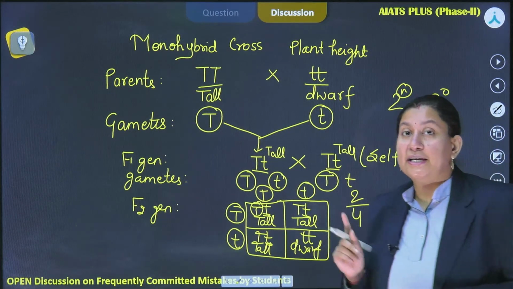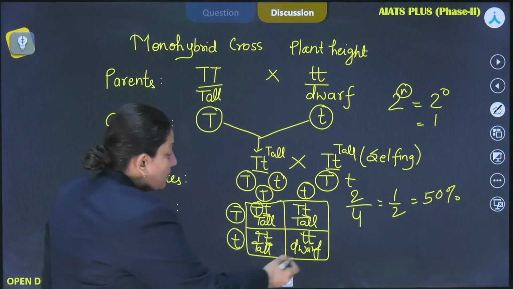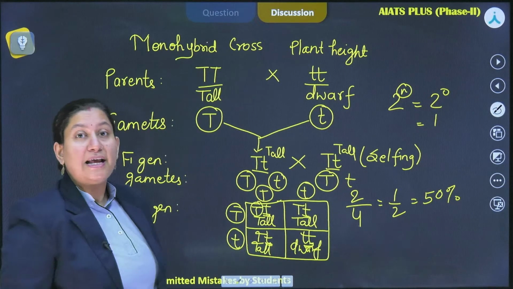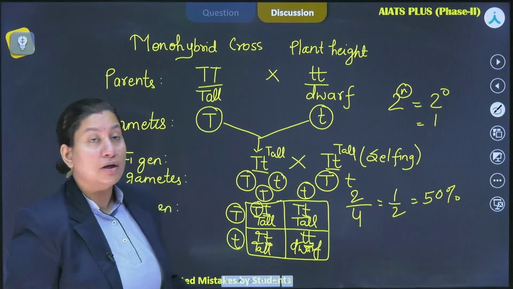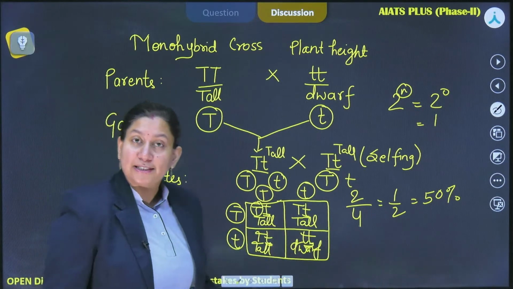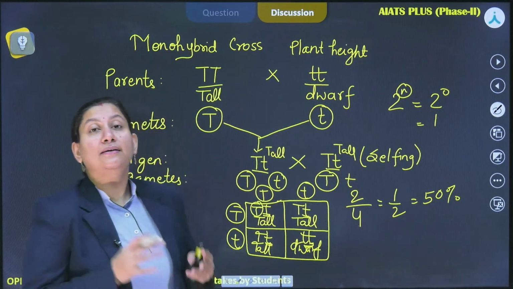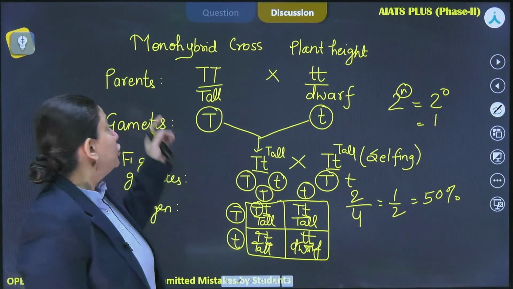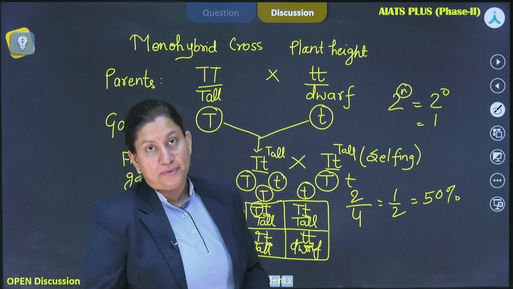On the contrary, the small t allele expresses itself only when there is an absence of the dominant allele, or we could say in the homozygous condition. Only if that is present does it express itself, and that's why we call this one the recessive allele, right? So from the monohybrid cross alone, we can identify the law of dominance, right?